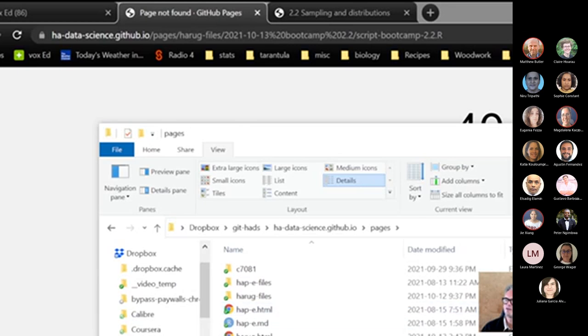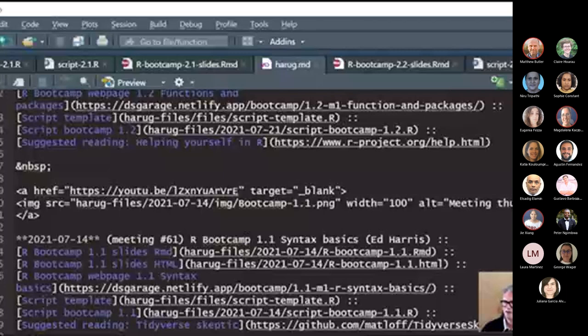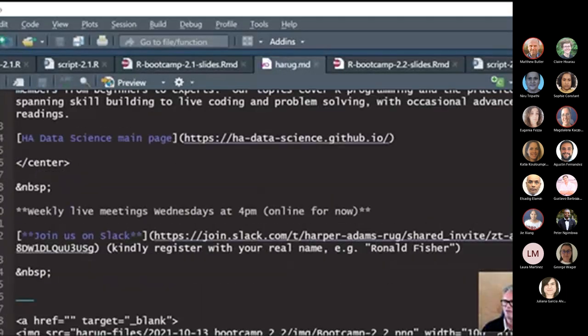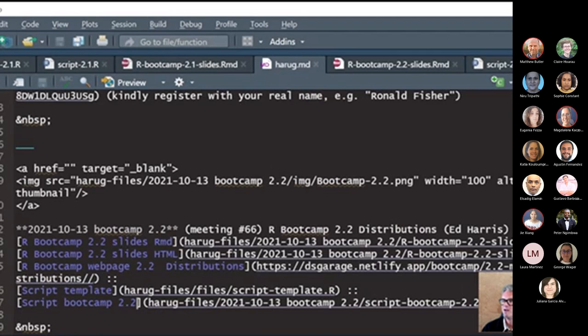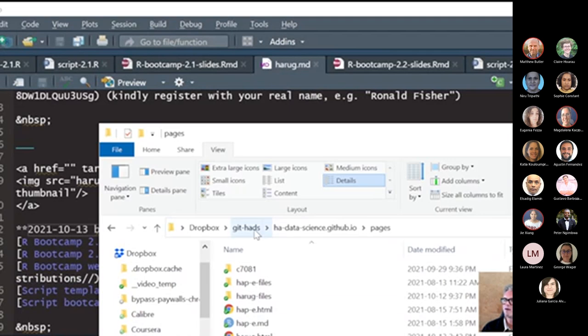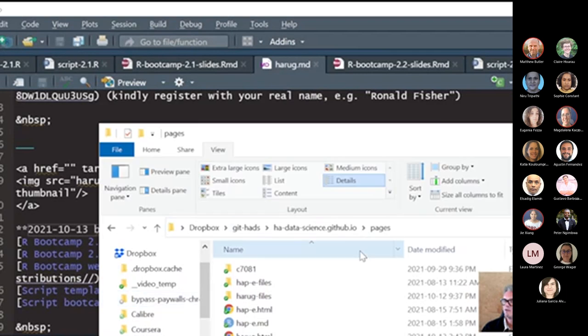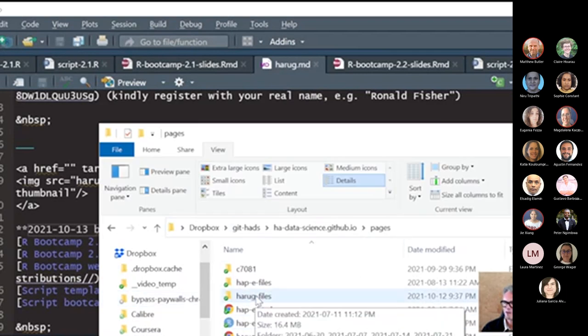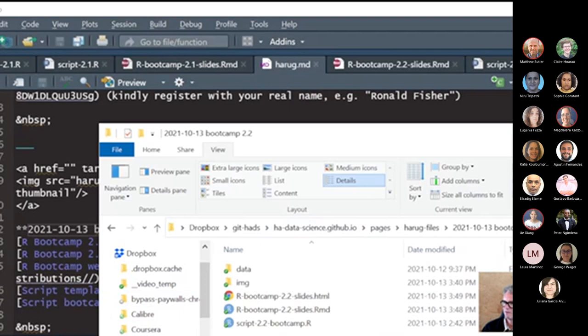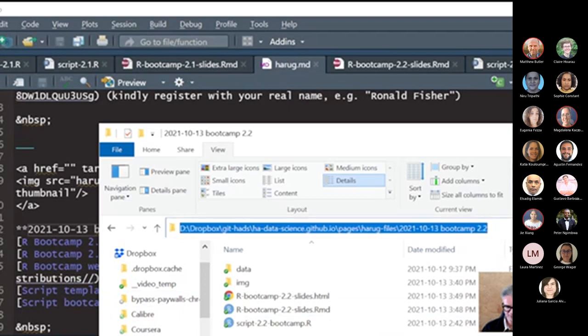Let's see here, pages, and I'm just going to open up the HARUG main page, and then look in that main page and see what I'm linking to. I may have just made the wrong link, so this script should be in this folder. So then I'm just going to check that, and I think that we can for HARUG files. Yeah, so that's the problem. So what I need to do is do this, do that.